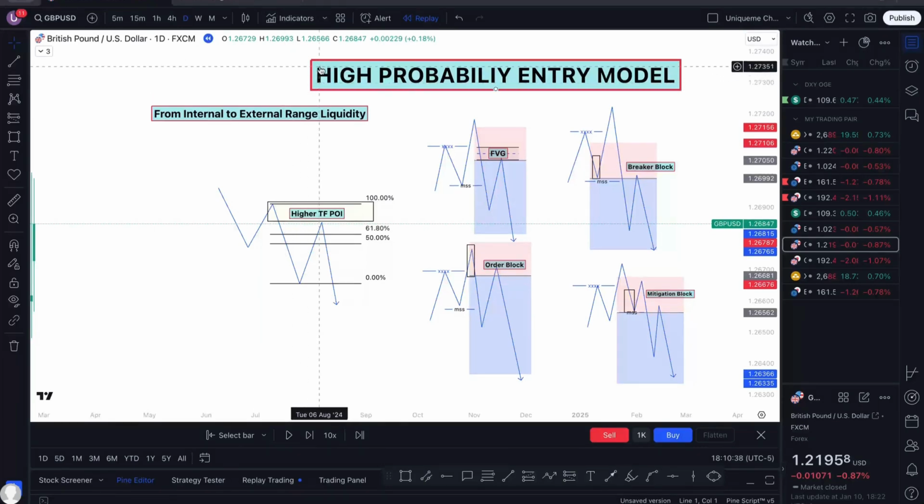So today's topic is the high probability entry model. It's a high probability way to enter a trade when you see your amazing setup.